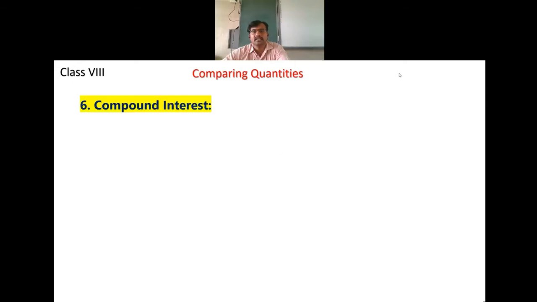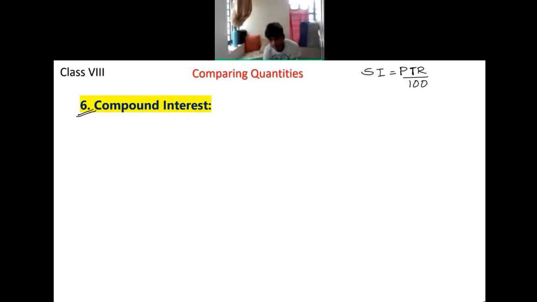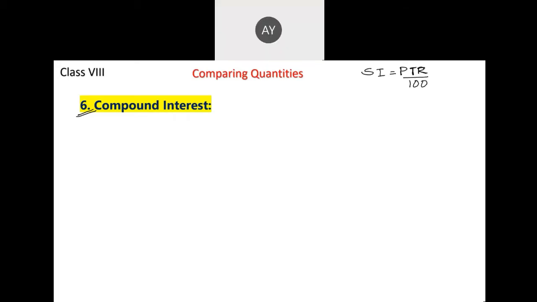This is another very interesting topic, compound interest. We all learned simple interest in our lower classes. Simple interest is usually denoted by SI. It is PTR upon 100. You know the terminology: what does P refer to? The principal, the constant money which we deposit in the bank. T means time period. R is the rate of interest.